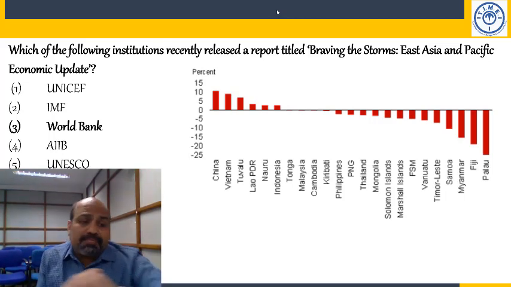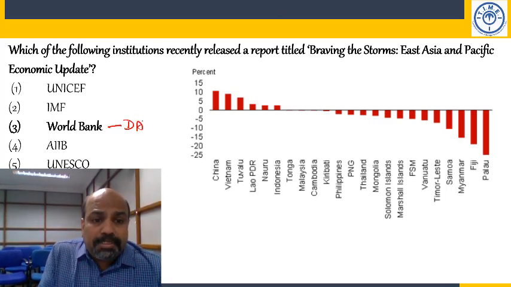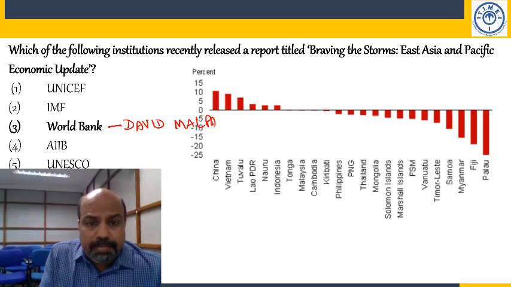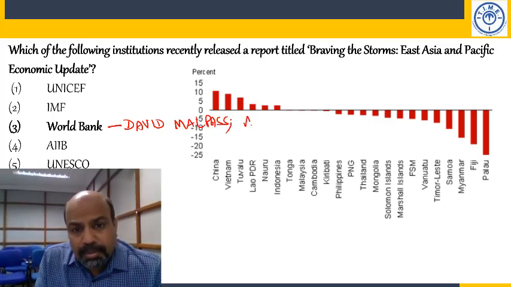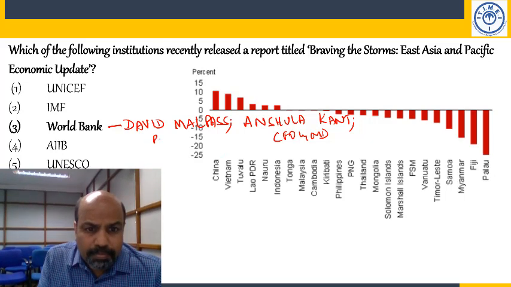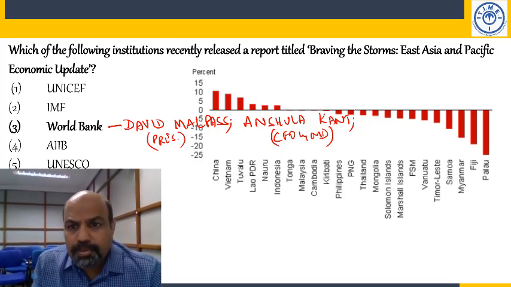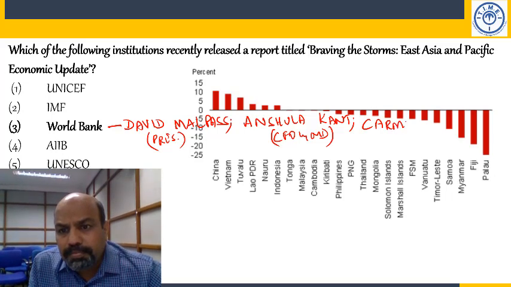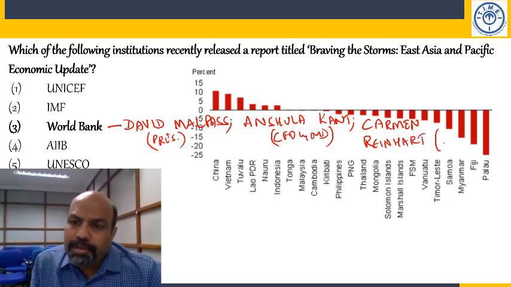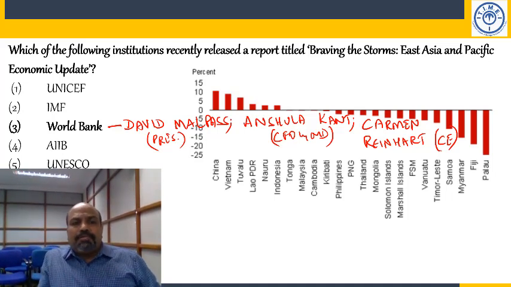So, the choices: World Bank. The president is David Malpass. David Malpass. That's the president's name. Anshula Kant, CFO and MD. We'll write one more name. Carmen Reinhardt, Chief Economist.